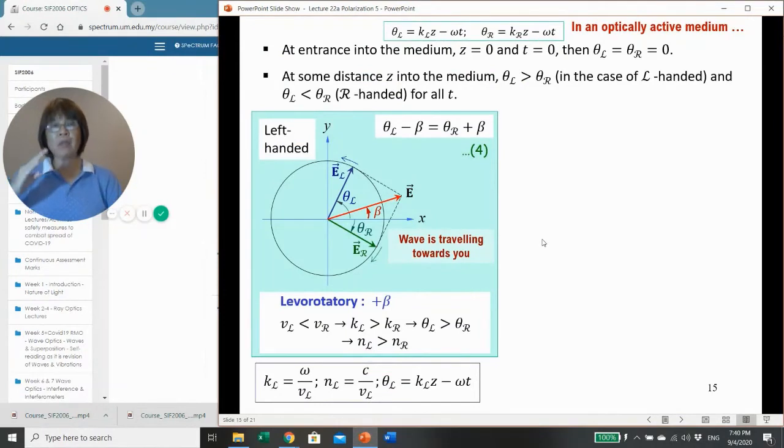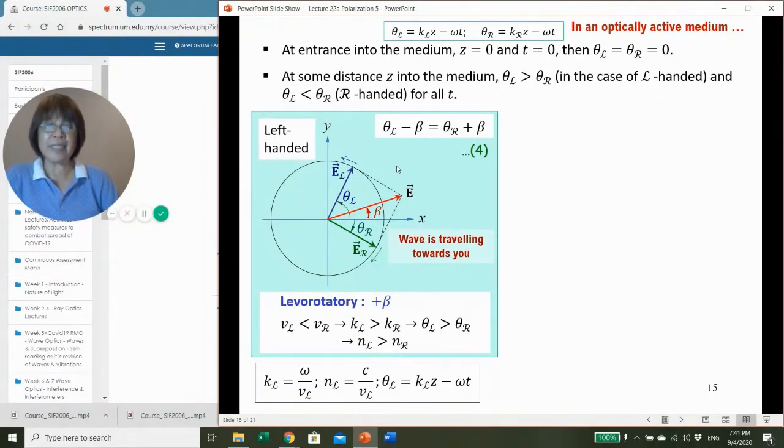Now, upon entry into the medium at Z equals 0, at T equals 0, you find that theta L equals theta R, which is 0. But as it moves into the medium up to a distance Z, if theta L is larger than theta R, it will be a left-handed rotation. And if theta L is smaller than theta R, then it will be a right-handed rotation of the linearly polarized light.